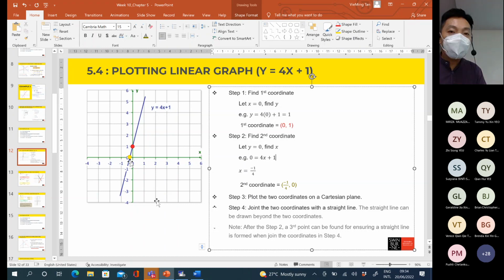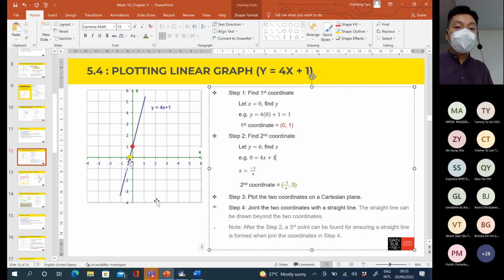Once we jot down these 2 points, we can use a ruler to join them together. But you may find that if you join only these 2 points, the line is too short, not nice. So what we can do is draw the line beyond these 2 points, longer, by using a ruler, to make the line look longer. And then give a name for this line, y equals 4x plus 1. So in short, in order to draw the linear equation, there are 4 steps involved.